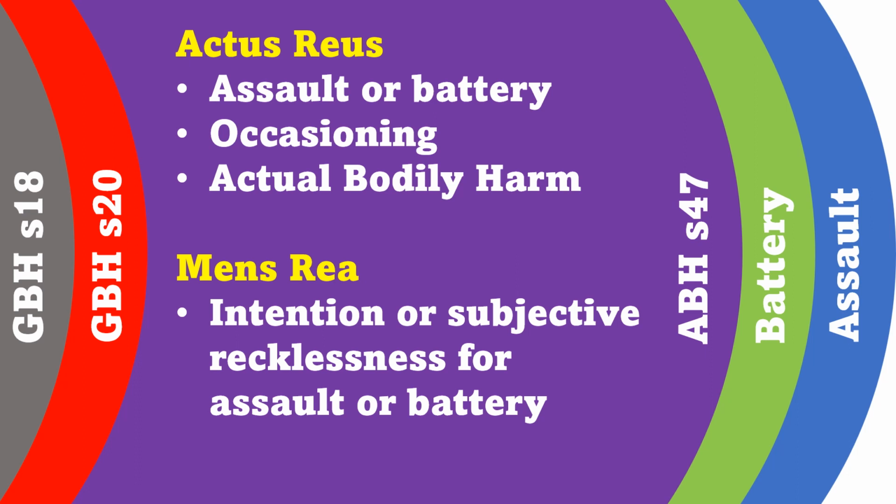Now you don't have to deal with these in as much detail as you would if you're doing an assault or battery, but certainly all the elements need to be hit more succinctly. This needs to occasion or cause actual bodily harm. So for occasioning you discuss causation. For actual bodily harm you're stating what type of harm it is and why that fits the definition of actual bodily harm. And again for mens rea, this one is a little bit unusual in that it's the intention or subjective recklessness, not for ABH or to cause some harm, but rather for assault or for battery, so match that up to the actus reus.